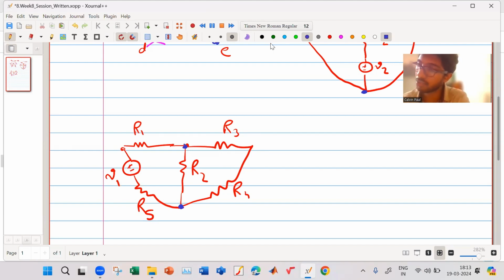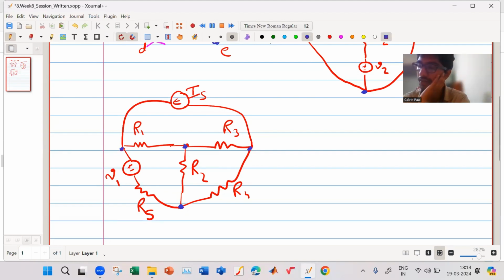Yes, sir. Now suppose I add one more connection like this. I add a current source over here. Now how many nodes are there? 4. 1, 2, 3, 4. This node, this node. So you have 4 nodes, right?